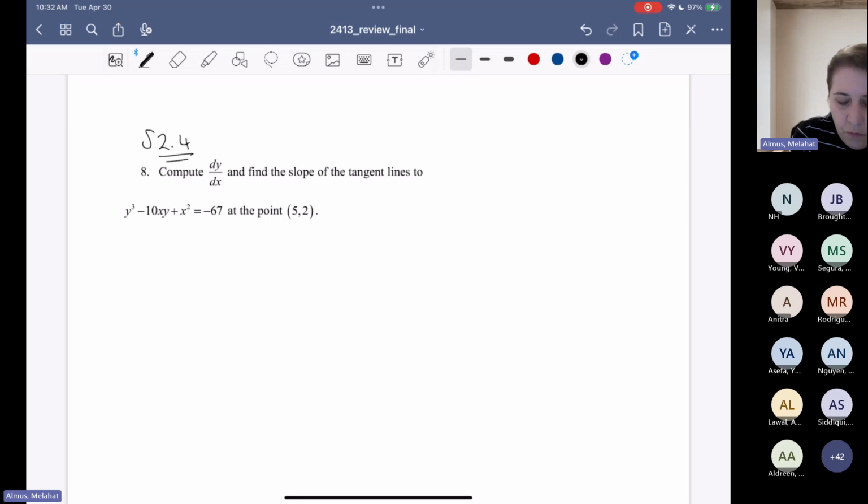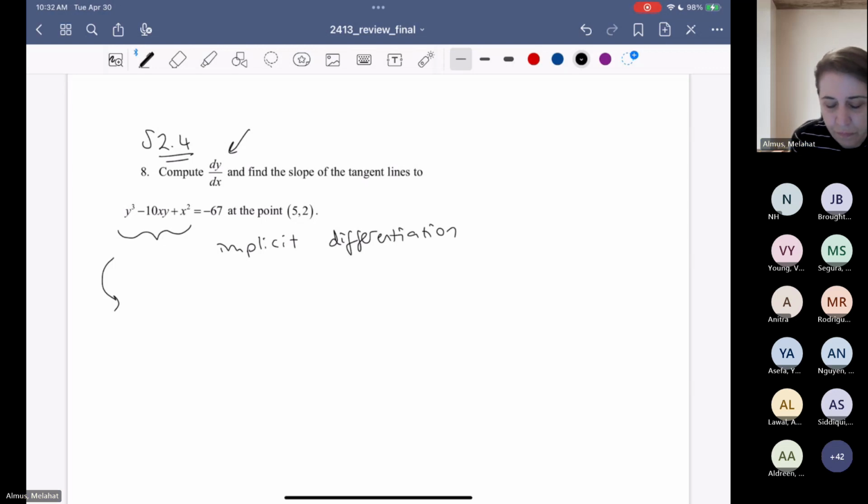This is section 2.4. If you want to review this, you see a complicated formula of x's and y's, and you want to find dy by dx. A complicated formula of x's and y's, right? That calls for using a special technique. What did we call it? Implicit differentiation. We take the derivatives of both sides, but implicitly.